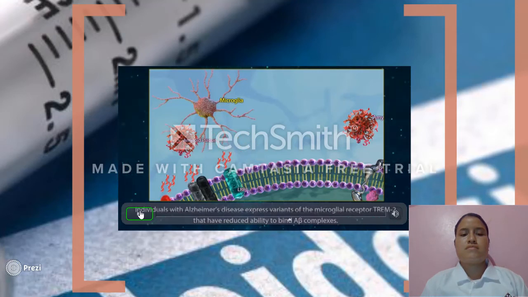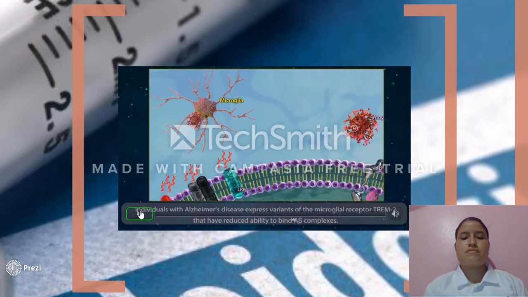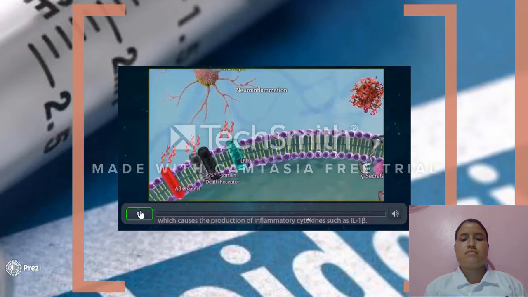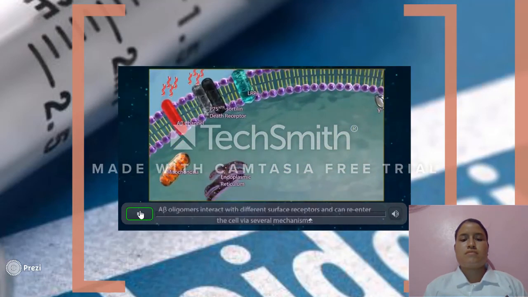Individuals with Alzheimer's disease express variants of the microglial receptor TREM2 that have reduced ability to bind to amyloid beta complexes. Amyloid beta can also drive persistent neuroinflammation by binding CD36 on microglia and rupturing lysosomes following internalization, which causes the production of inflammatory cytokines such as IL-1 beta.